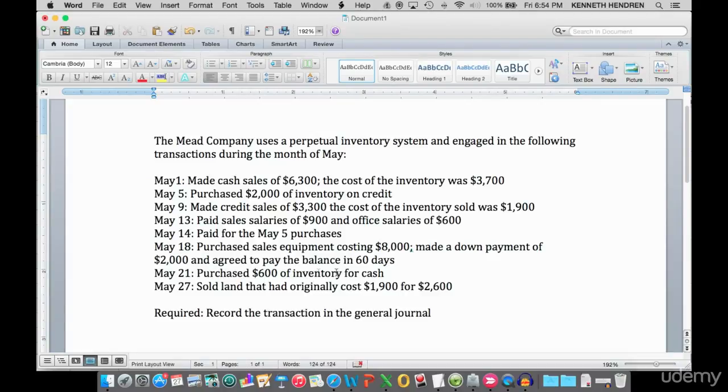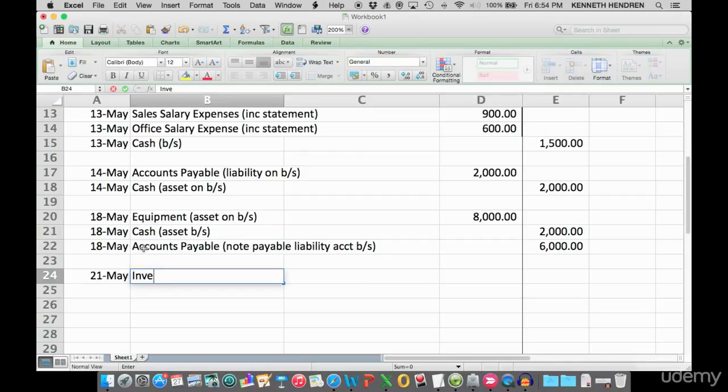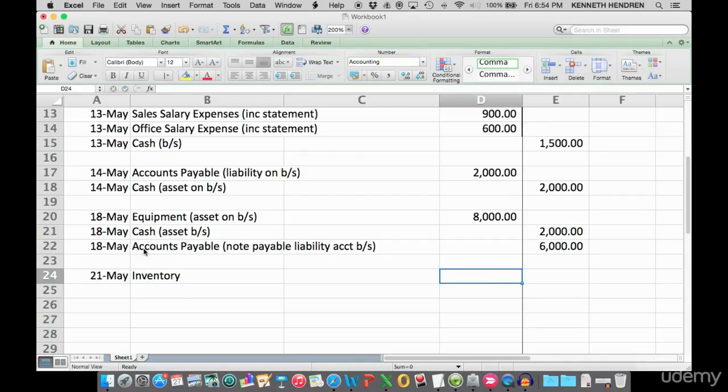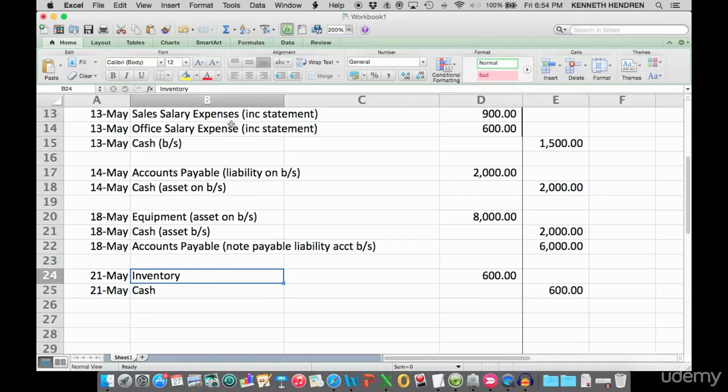All right, the next one, May 21st, we have purchased $600 of inventory for cash. All right, so inventory $600. Cash, $600. All right, remember, assets are increased with debits. So we're increasing our inventory with a debit. And we're reducing cash with a credit. There we go.